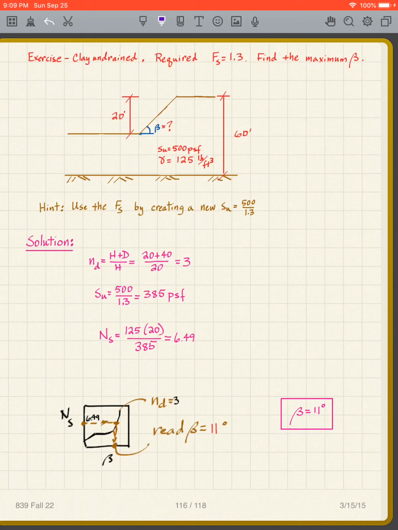NS is going to be gamma H over SU. So I get it as being 6.49. And then that means what? How do I do this? So I have on my y-axis the NS, which I go at 6.49, and then I use my curve that is ND equal 3, and then I get that point, so I go over here, go the right curve, then I come down and I get my beta. I get a beta of 11 degrees. So to get that stability, I need a beta of 11 degrees.